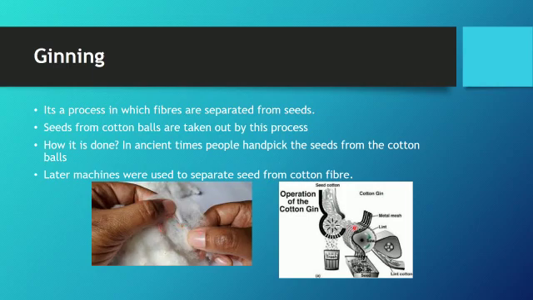Later on we had machines like this where we put the cotton in, and the waste comes out here and the seeds get separated here, and we get the lint cotton. Lint cotton is nothing but the cotton without the seed. So later on, machines were used to separate the seed from cotton fiber. So what is ginning? Ginning is the first step where the seeds are separated from the cotton fiber.